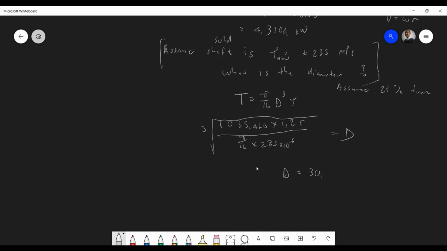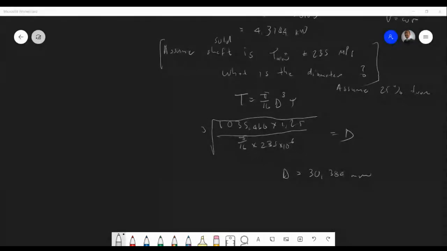It's 30.384 millimeter shaft. Mr. Seb, what's the standard size shafts? What shaft can we choose? What are the sizes?